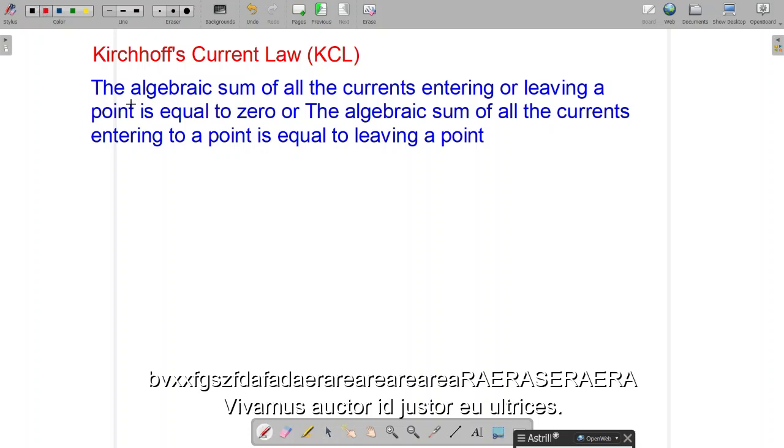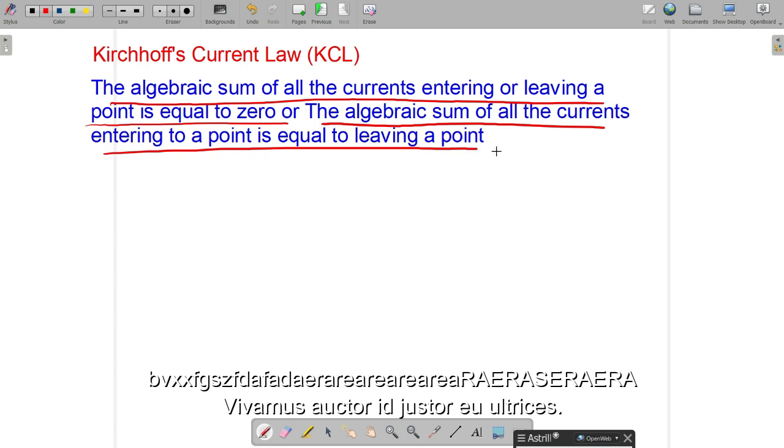Kirchhoff current law says that the algebraic sum of all the currents entering or leaving a point is equal to 0. This may be one definition of KCL, and we can have another definition: the algebraic sum of all the currents entering a point is equal to that leaving the point. We try to understand these two definitions by using one point that is connected to several branches.